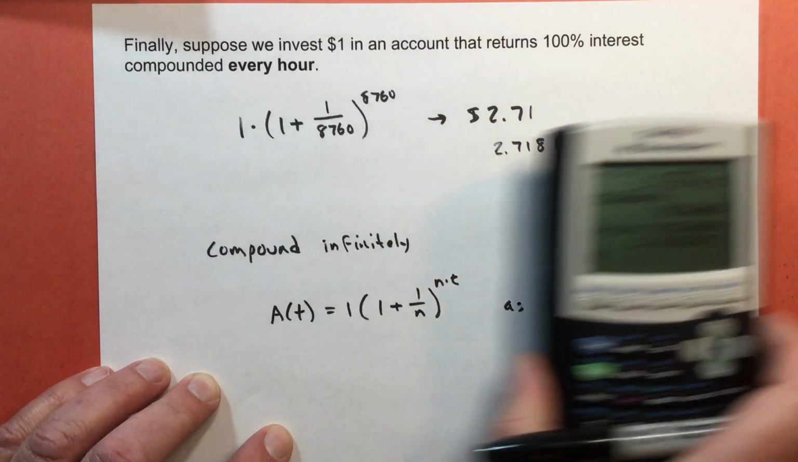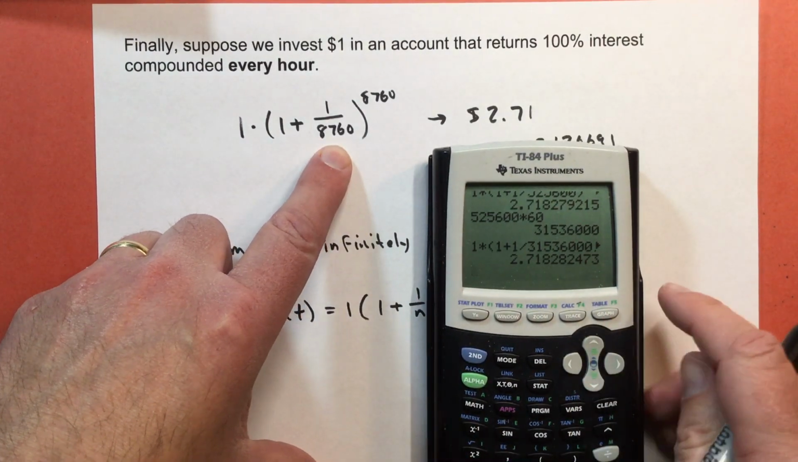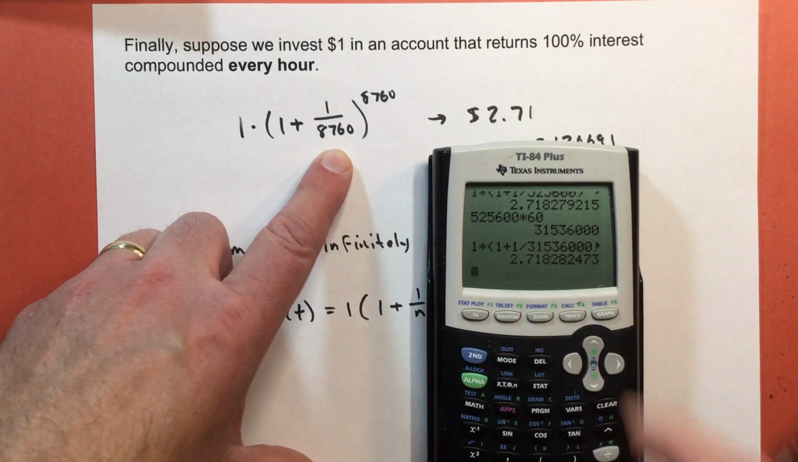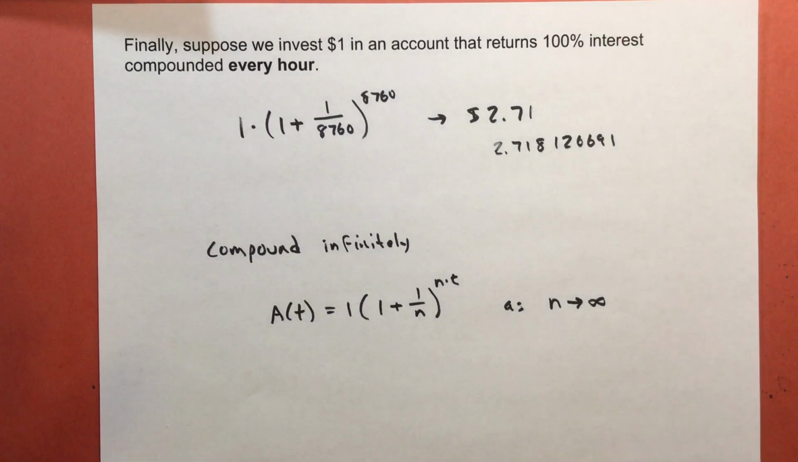So in other words, you saw how the number kept getting bigger. I used 8760, then I eventually used like 31 million, and then say I want to do it every 10th of a second, every millionth of a second, every billionth of a second. This number would just keep getting bigger. There is a limit to this. It only goes so high.